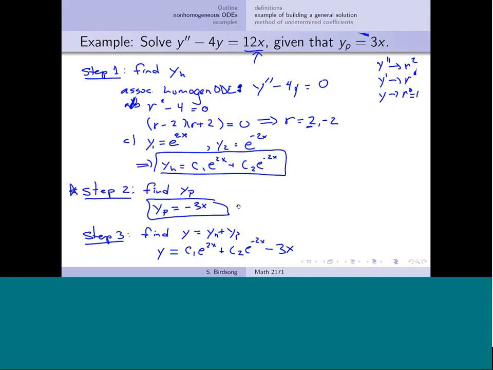Questions before we move on to the actual method for how do you pick or how do you figure out your guess for your particular solution? In other words, a method for dealing with step 2. Any questions before we move on?